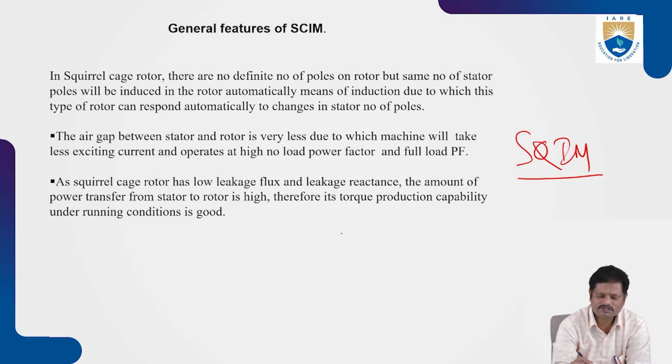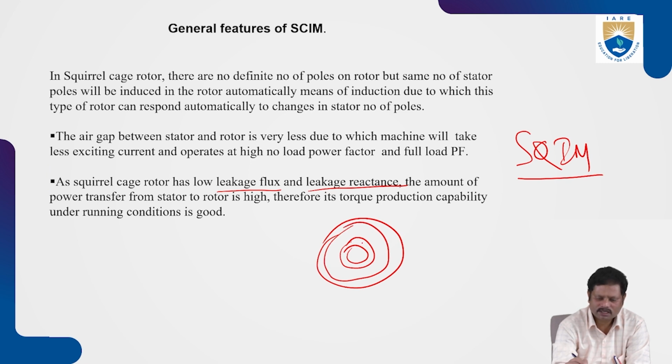And the air gap between stator and rotor has low leakage flux and low leakage reactance. The amount of power transfer from stator to rotor is high. So whenever a rotating magnetic field (RMF) is induced in the stator, it links the rotor conductors through the air gap. Therefore, its torque production capability under running conditions is good.